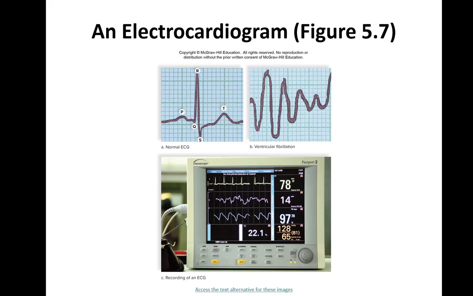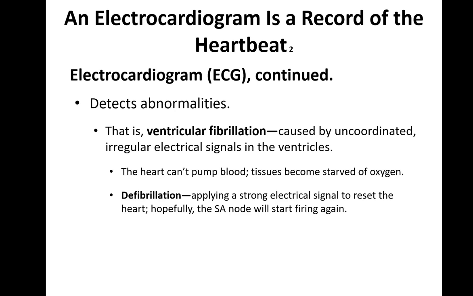EKGs can be used to detect various types of abnormalities, including ventricular fibrillation, and it's even now on the Apple Watch. Ventricular fibrillation is caused by uncoordinated, irregular electrical signals to the ventricles. Therefore, the heart can't pump blood, and the tissues become starved of oxygen. Defibrillation is applying a strong electrical signal to reset the heart, and hopefully the SA node will start firing again.